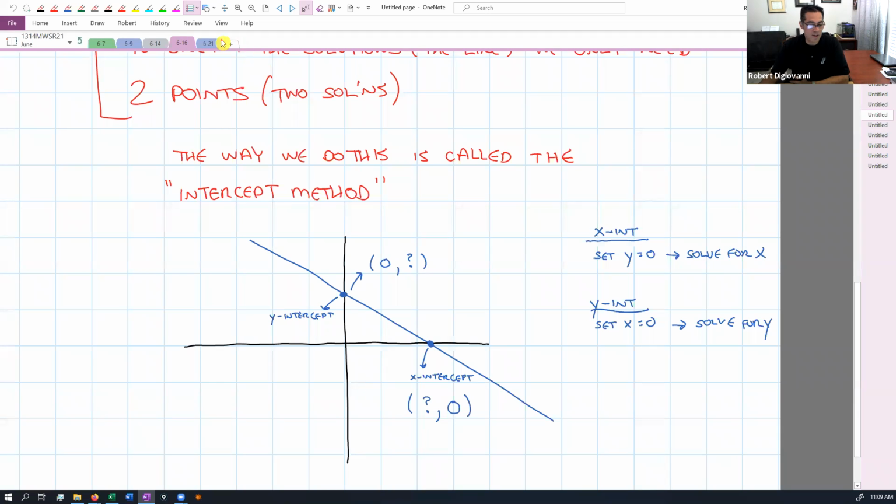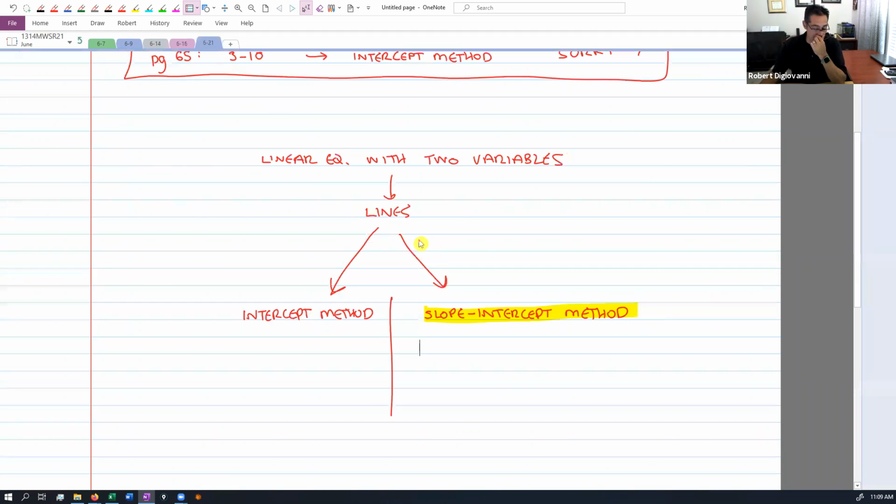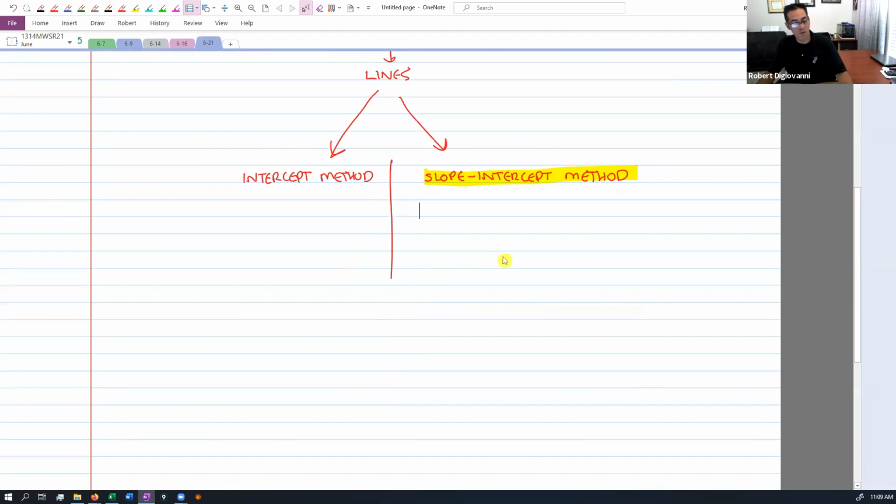The slope-intercept method is completely different, okay? The way we do the slope-intercept method is we start with the equation, okay?